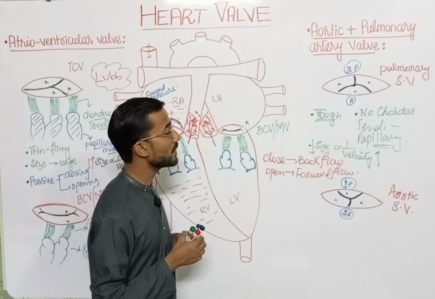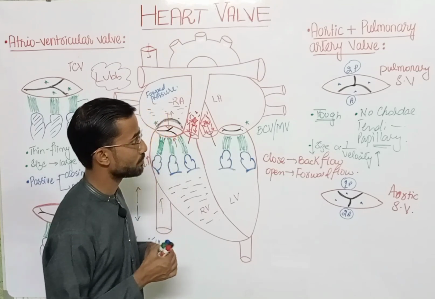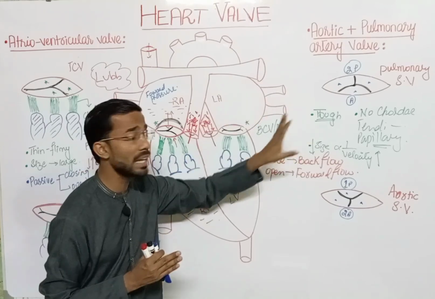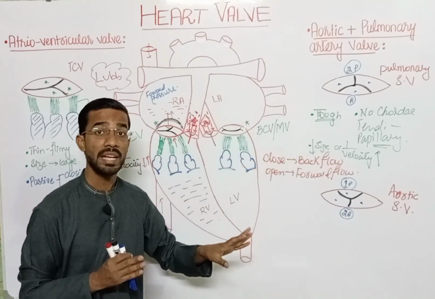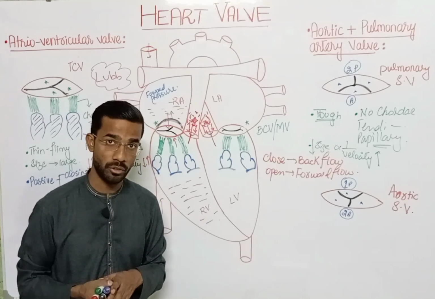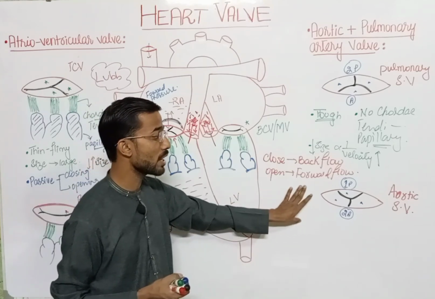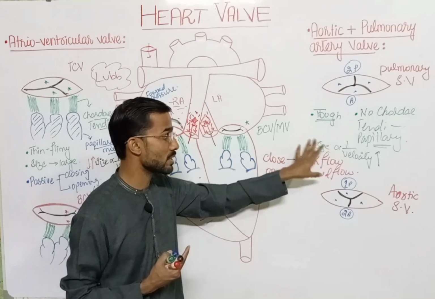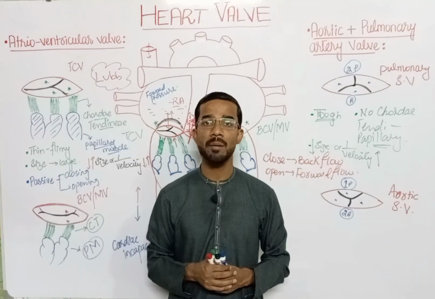Okay, now you will see that the opening and closing of the pulmonary and aortic semilunar valves is relatively faster than the atrioventricular valves. So in that situation you will see mostly mechanical aberration. This is all about the heart valve.